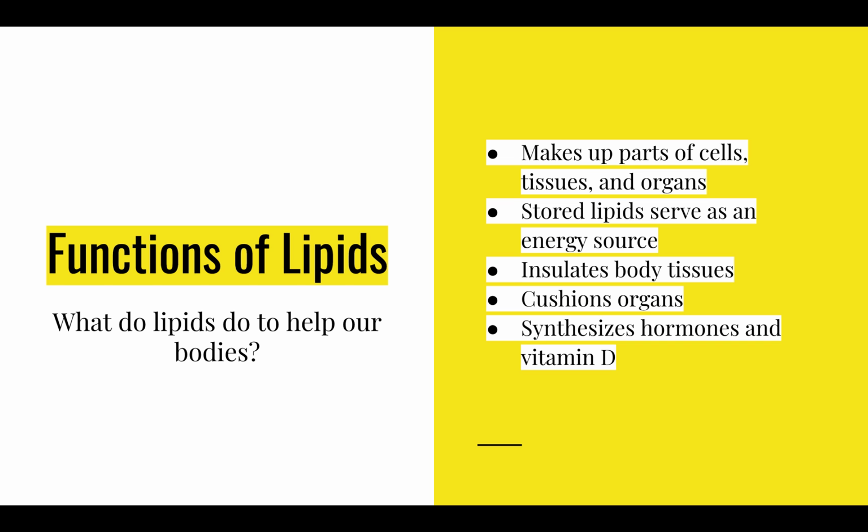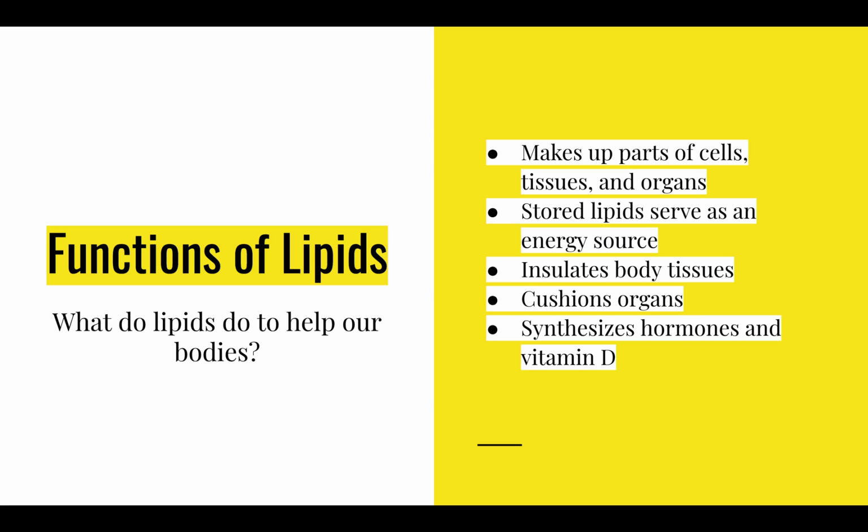Lipids also synthesize hormones and vitamin D. Vitamin D you can get from the sun or different other food sources, but vitamin D is very important in the body. So lipids help synthesize that, and they also help synthesize the hormones. So they help process them. Synthesizing means to process them and to make them go where they need to go. So those are the roles that lipids play in the body.